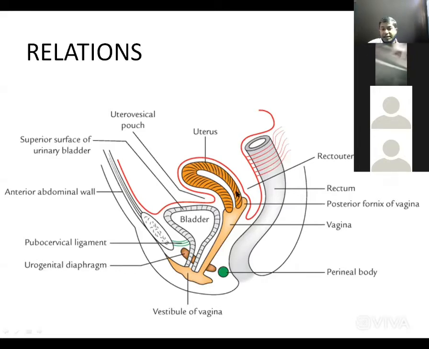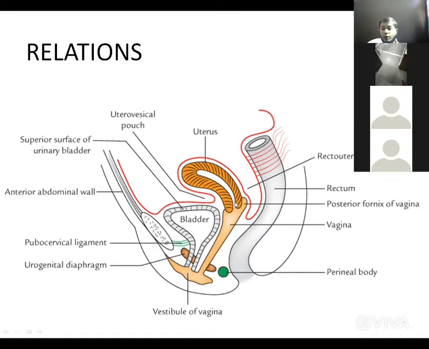Whereas the supravaginal part is also related with the sigmoid colon and the coils of the intestine. Whereas the vaginal part of the cervix is related with the posterior fornix of the vagina. So remember, I will repeat the relations. The uterus has the anterior surface and the posterior surface. The anterior surface is related with the superior surface of the bladder.